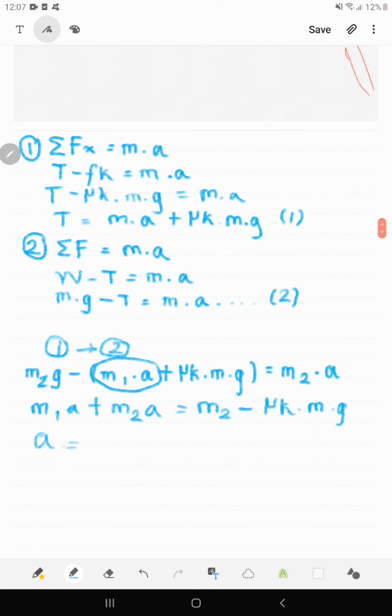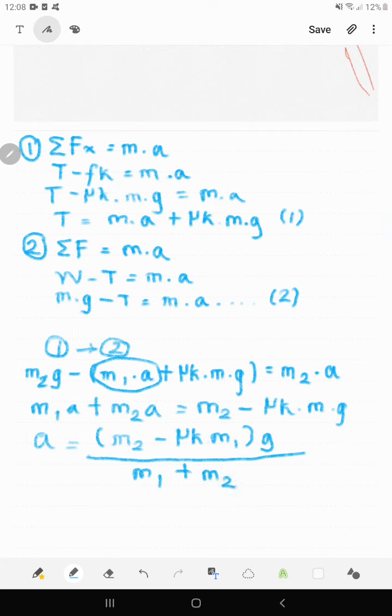Then the result will be a equals open parenthesis m of second object minus mu k times m of first object close parenthesis times g, divided by m of first object plus m of second object. Now we have found the acceleration of the system.